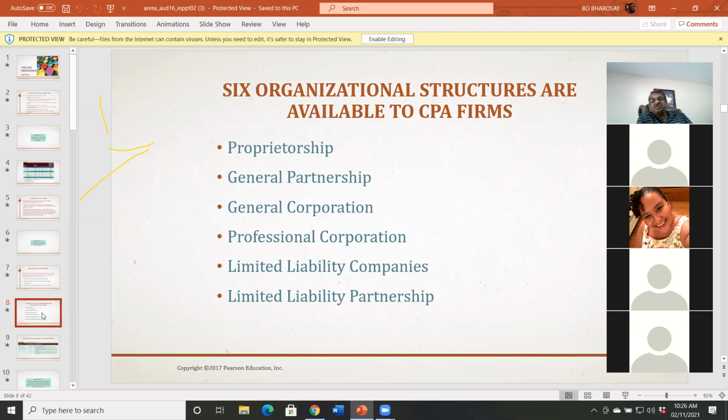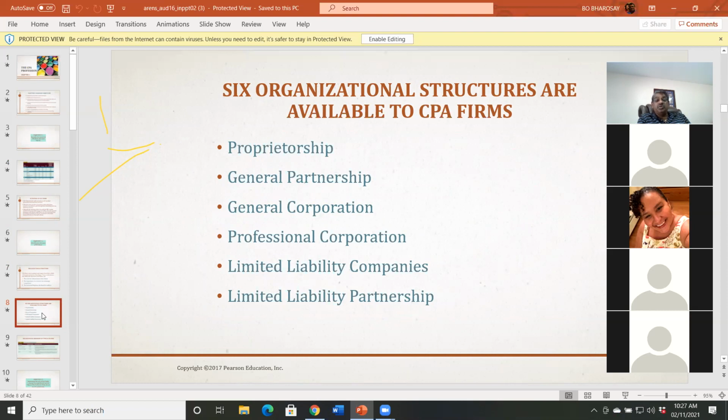Organization structure. The organization structures of CPA firms are governed by the state where you operate. First, we have proprietorship, or what we call sole proprietorship. And by studying accounting 101 and 102, you understand that sole proprietorship has several disadvantages. If I operate as a sole proprietor, my capital may be limited to what I have, but I could invest in my business. If I die or become disabled, my business ceases to operate. And also as a sole proprietor, you have unlimited liability.